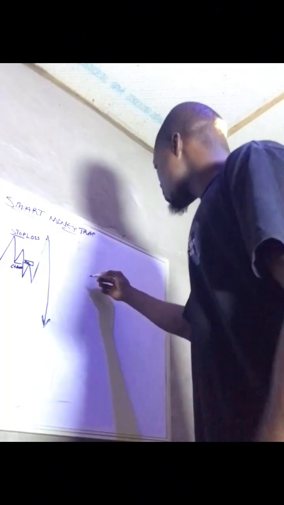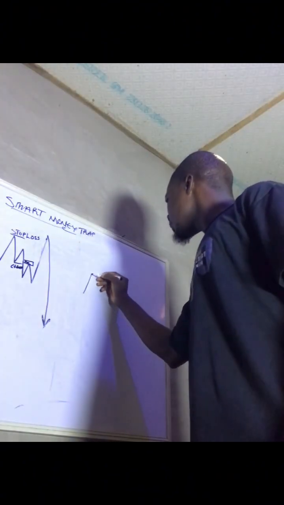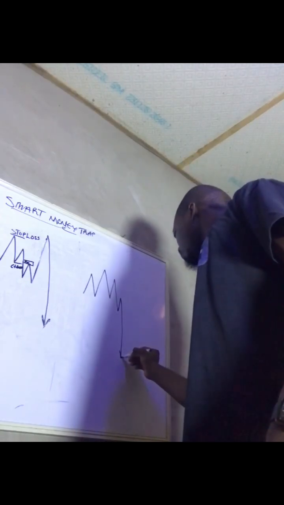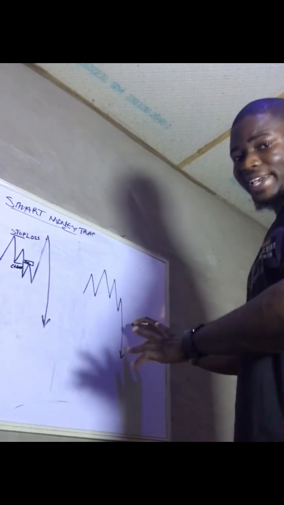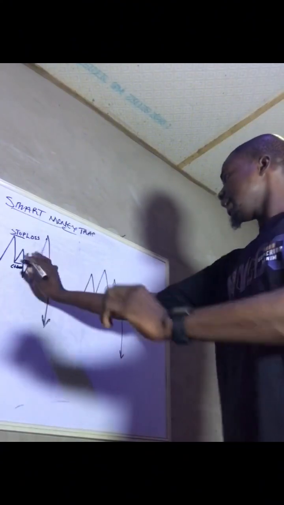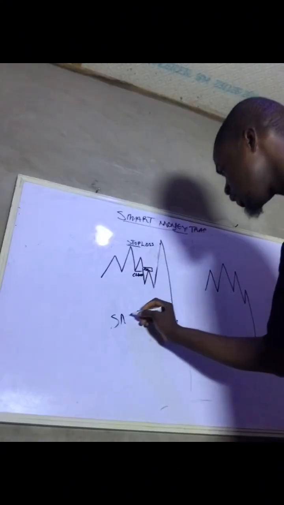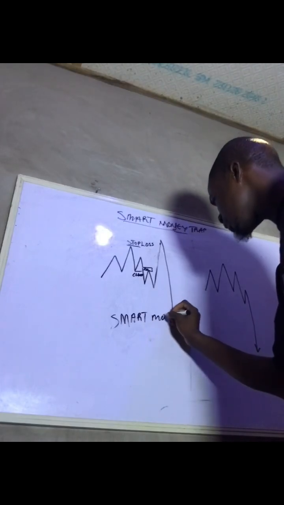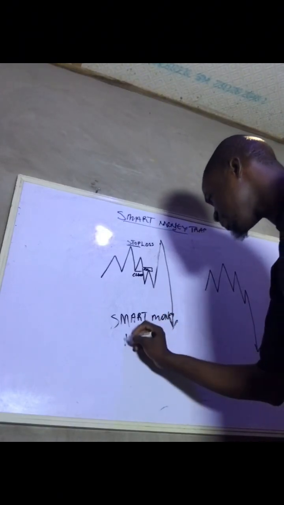So the price is supposed to go this way. This is how you expect the market to go, right? But this here is the smart money trap. Here is what we call the smart money trap.